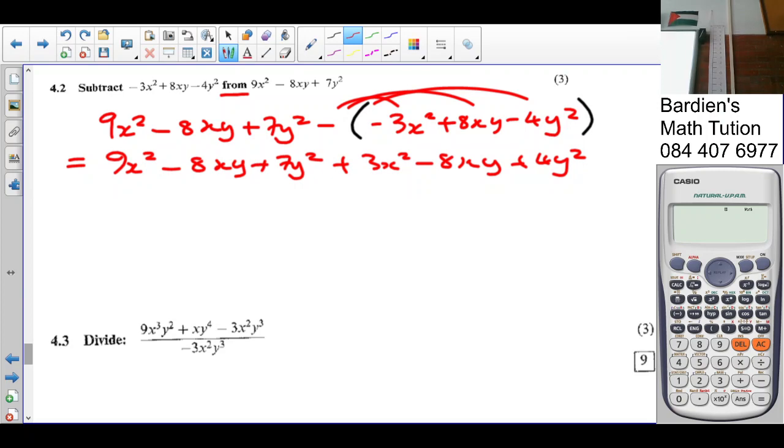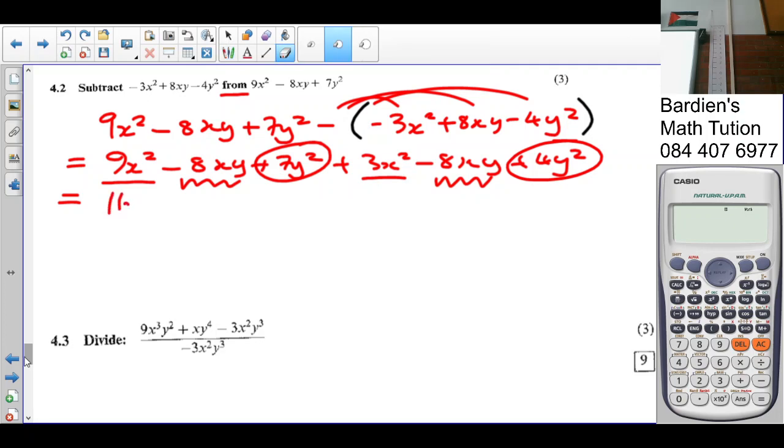So what do I do now? Collect like terms. 9x squared, 3x squared. Negative 8xy minus 8xy. 7y squared and 4y squared. So what is 9x squared plus 3x squared? 12x squared. Not so? You all agree with that? Minus 8xy minus 8xy. Negative 16xy.